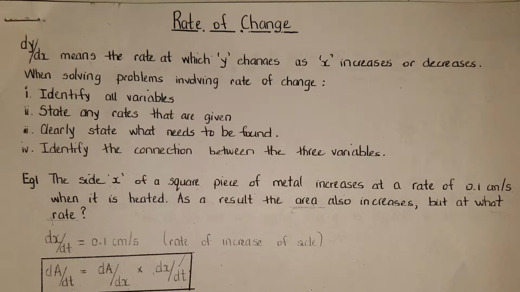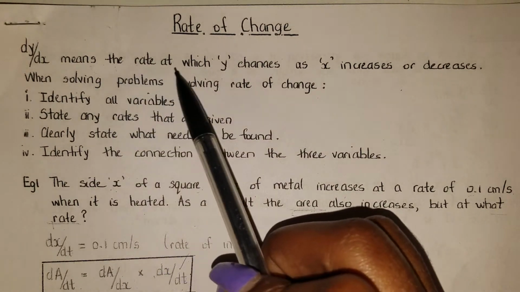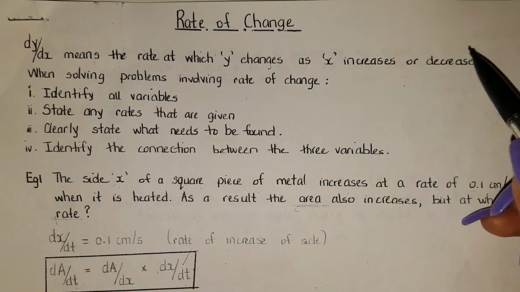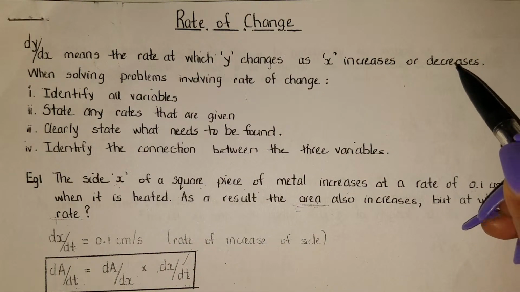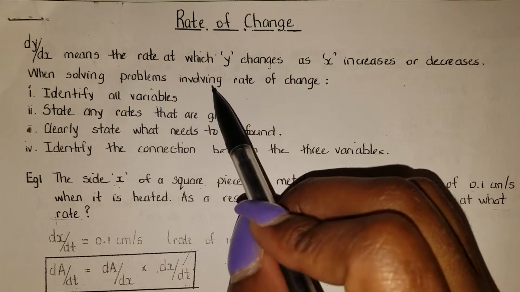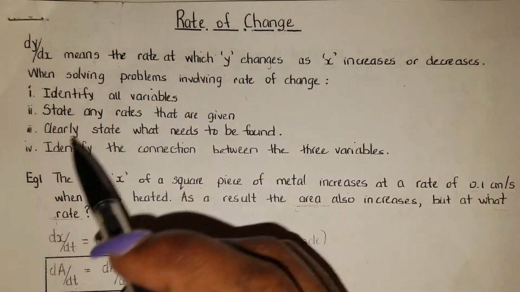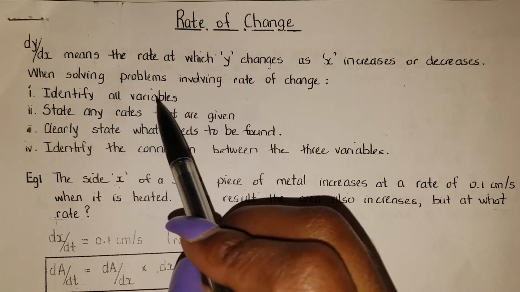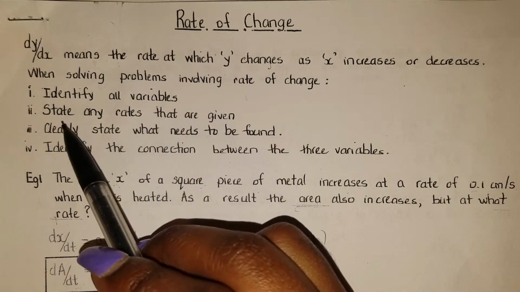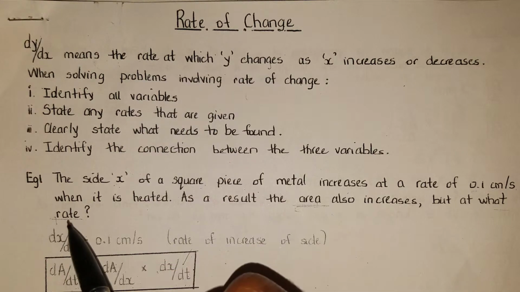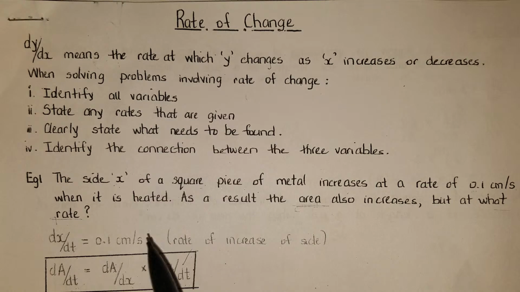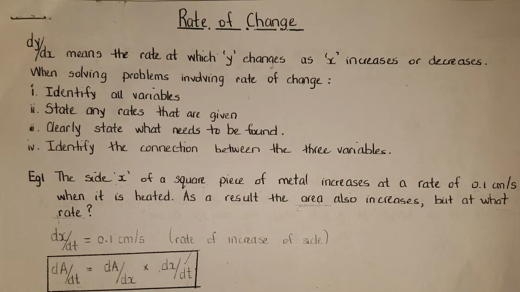Okay, rate of change. dy/dx means the rate at which y changes as x changes, whether it be increasing or decreasing. When solving problems involving rate of change, there are some steps that we can follow. First, we identify all the variables. We state any rates that are given. We identify what needs to be found, and then we form a connection between the three variables.